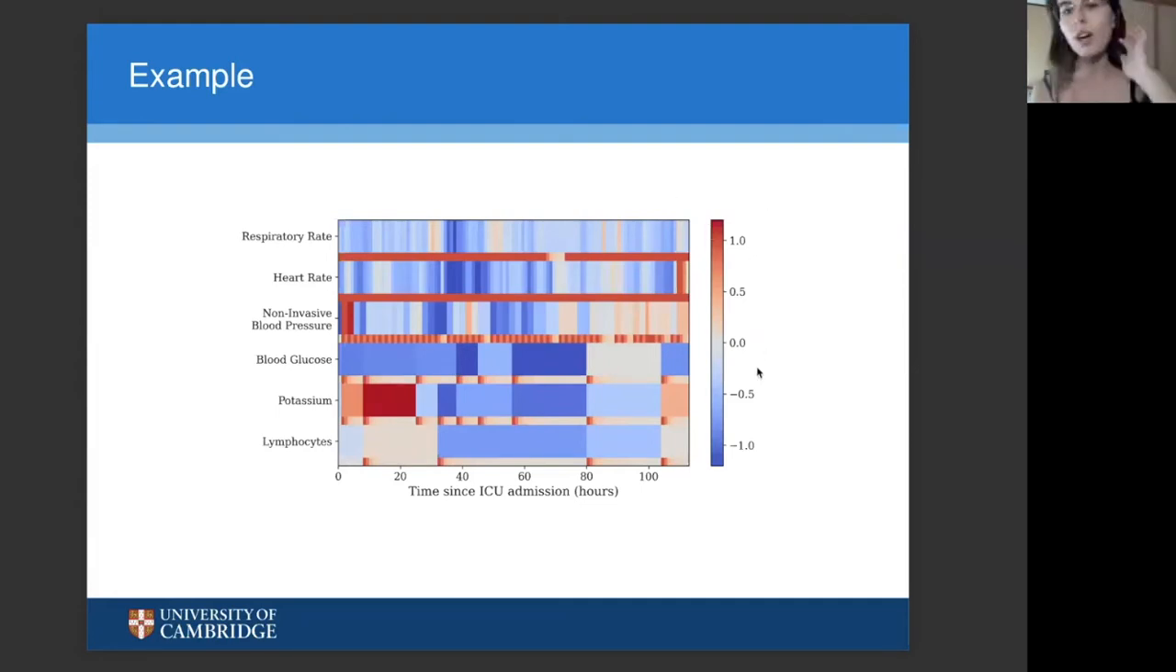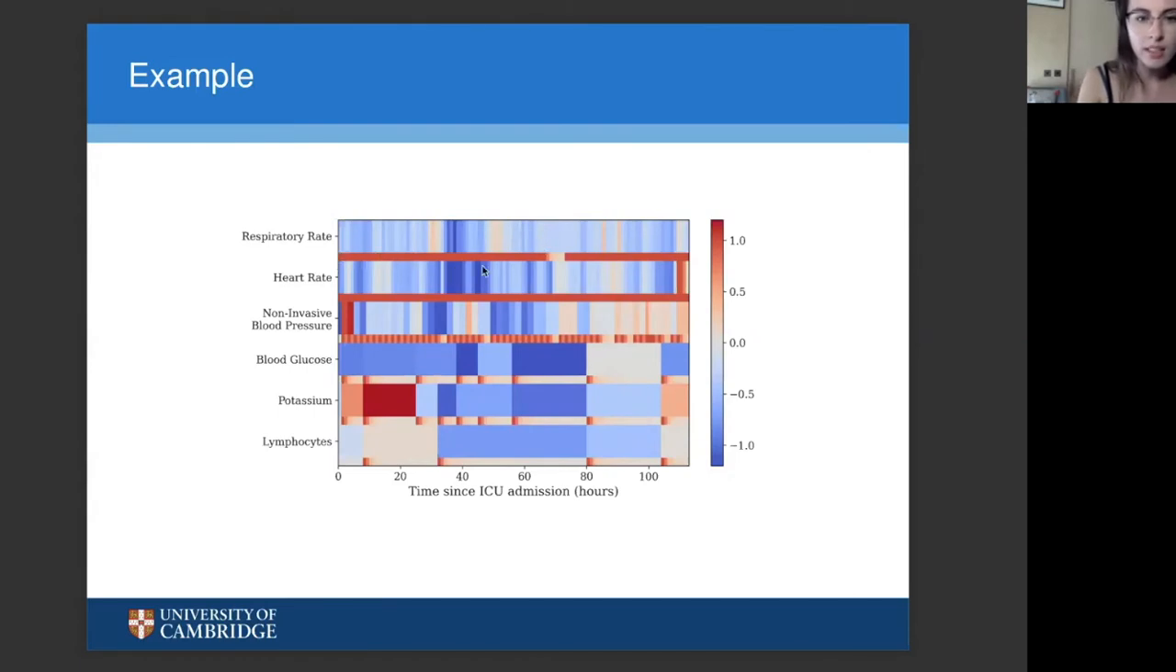So on the right, the color bar is showing that red values mean that the value is higher than the mean value, and blue values mean that this is a low value for this parameter. The thicker strips here are showing the actual data for this parameter. So we can see that the respiratory rate here may be generally low. There's a couple of points where it increases a little bit.